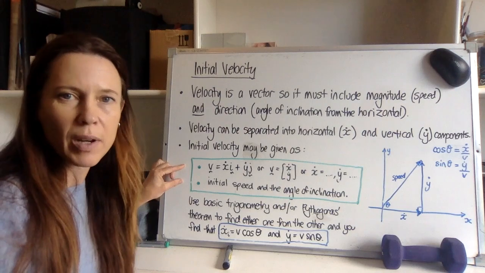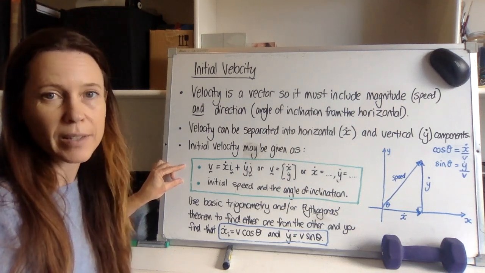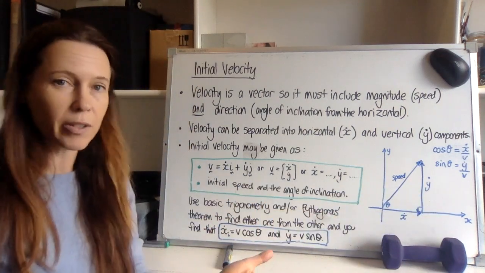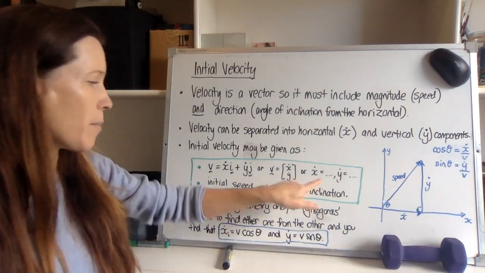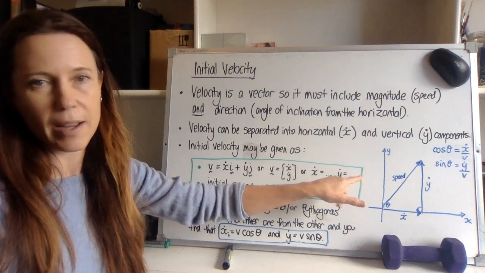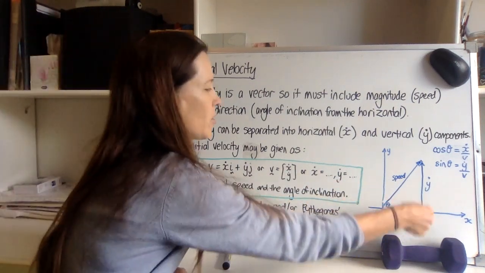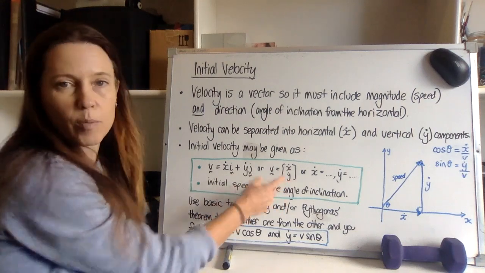So you can see there that initial velocity might be given to you in a couple of different ways. They might give you x dot and y dot, which is the horizontal and the vertical components of the velocity. They might just say x dot is this, y dot is that. Or they might give it as a vector so that you know what these two lengths will be, whether it's in component form or column form.